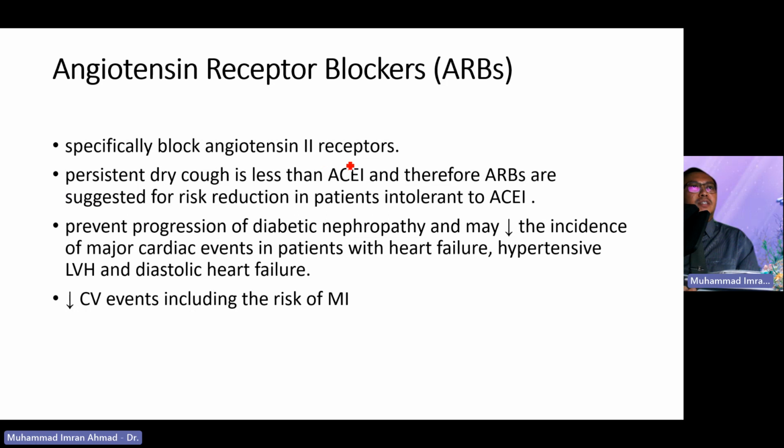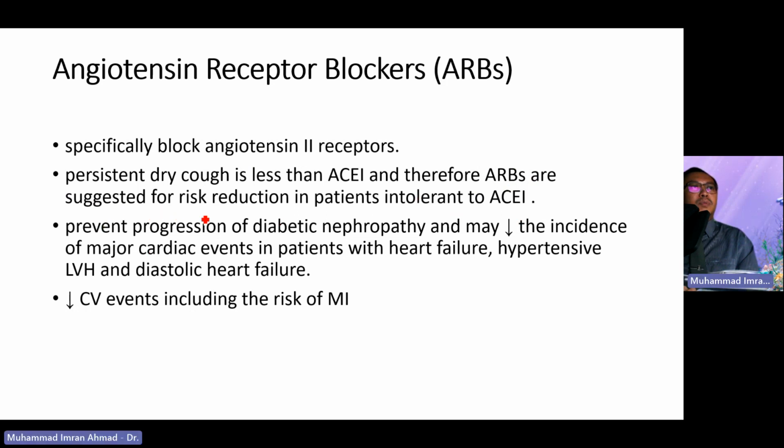One advantage of ARBs over ACE inhibitors is they cause less persistent dry cough. They do not cause as much persistent dry cough as ACE inhibitors. So these drugs can be an alternative for patients who are not tolerant to ACE inhibitors.